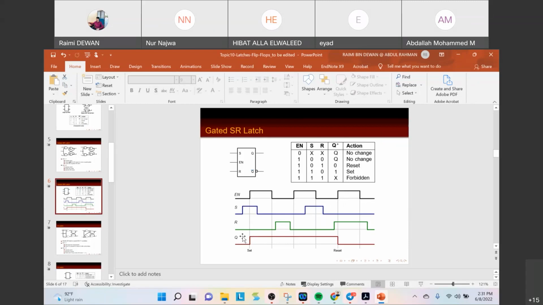For example, if you have this as 0 here, your next output will be no change. So you have 0, 0, 0. This one is 0, meaning it follows the same previous outputs. Then this one is 0 and this one is 1. So what is the next operation?